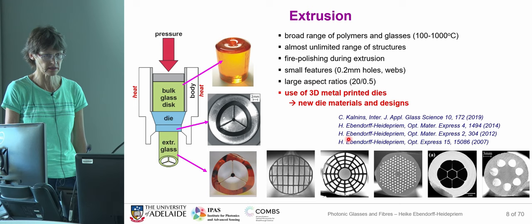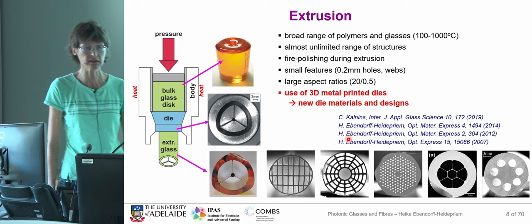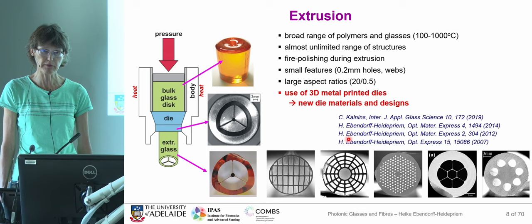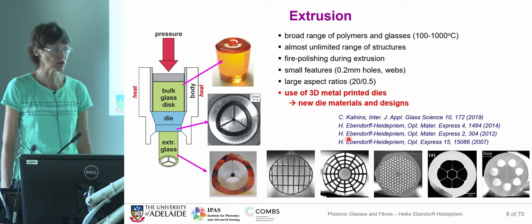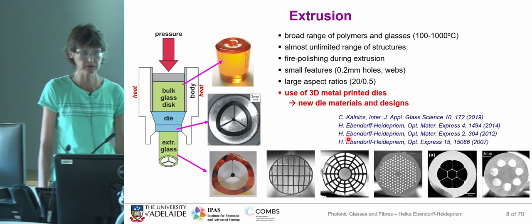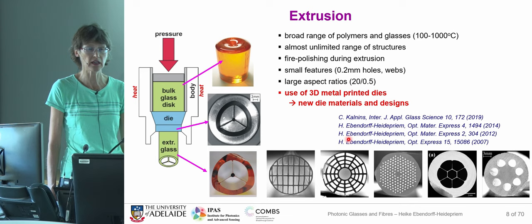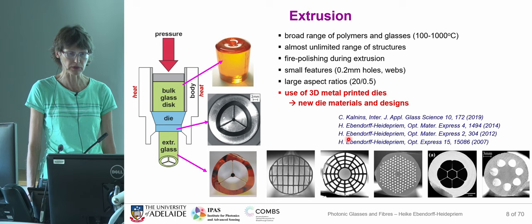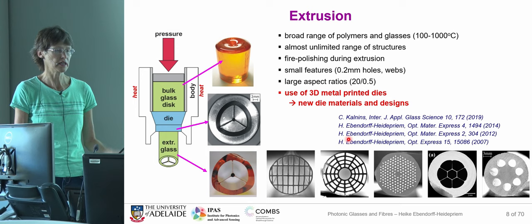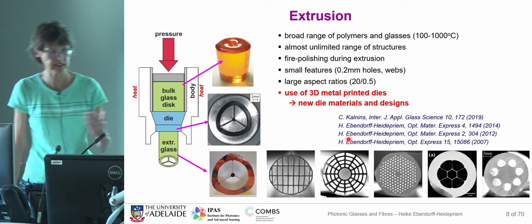The highest extrusion temperature we have done is up to 1100 degrees Celsius. These examples hopefully show you that an almost unlimited range of structures can be made. The surface is fire polished, so very smooth, which is then of advantage for the fiber later on. We can make very small features and also large aspect ratios. In the last 5 years, we have a 3D metal printer, and we use it to make our dies, which allows us to make new die structures and therefore also new preform structures. And this then translates into new fiber structures.